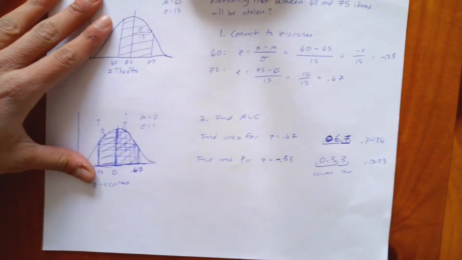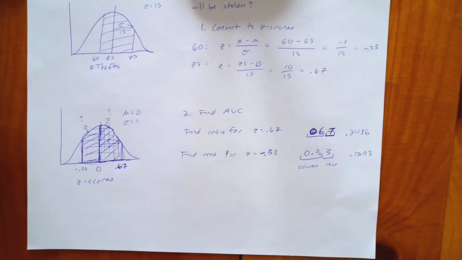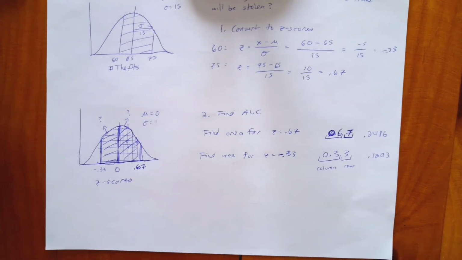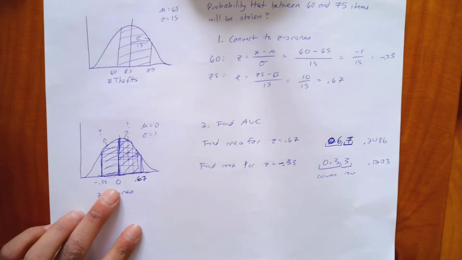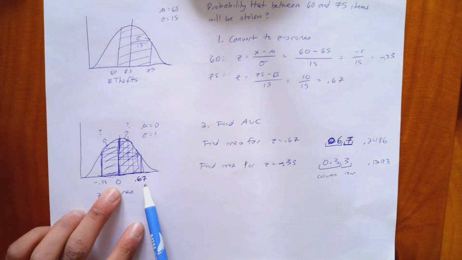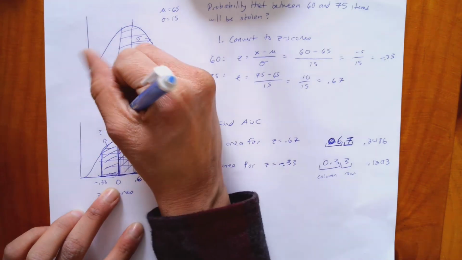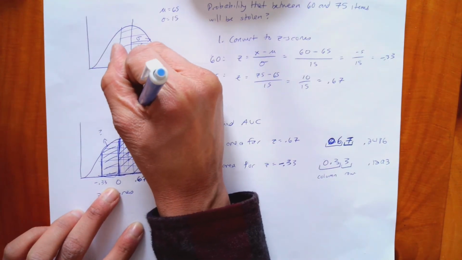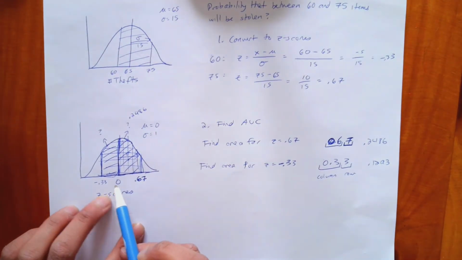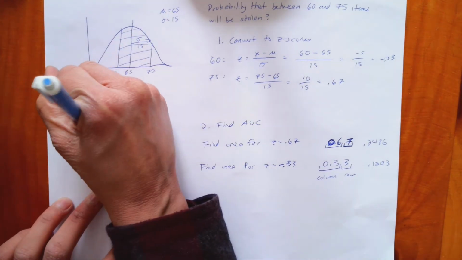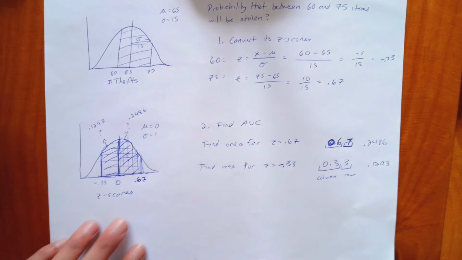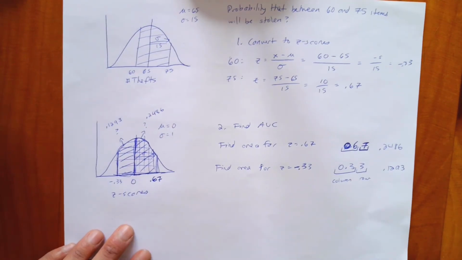So we're almost to the answer and the end of this problem. We now have areas under the curve in a standard normal distribution that are between 0 and 0.67, which is 0.2486, and between 0 and negative 0.33, which is 0.1293. To find the total area under the curve, we're just going to add these together, because that'll tell us what's under here and what's under here.